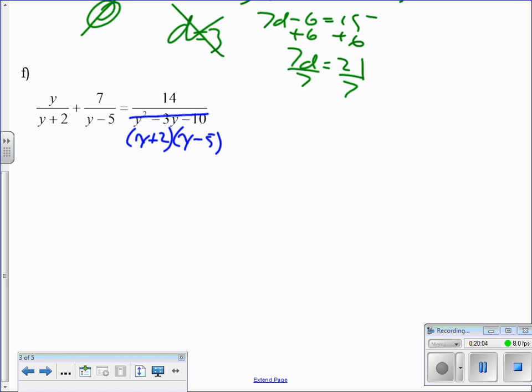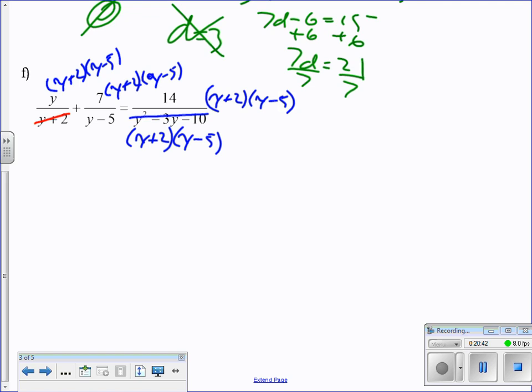So what am I multiplying times everything? Y plus 2 times y minus 5, because that covers everything that's in every denominator. Y plus 2, y minus 5, y plus 2, y minus 5, and y plus 2 times y minus 5. And like I said, I always try to write them down, when you do your multiplying and simplifying and canceling and all that good stuff.